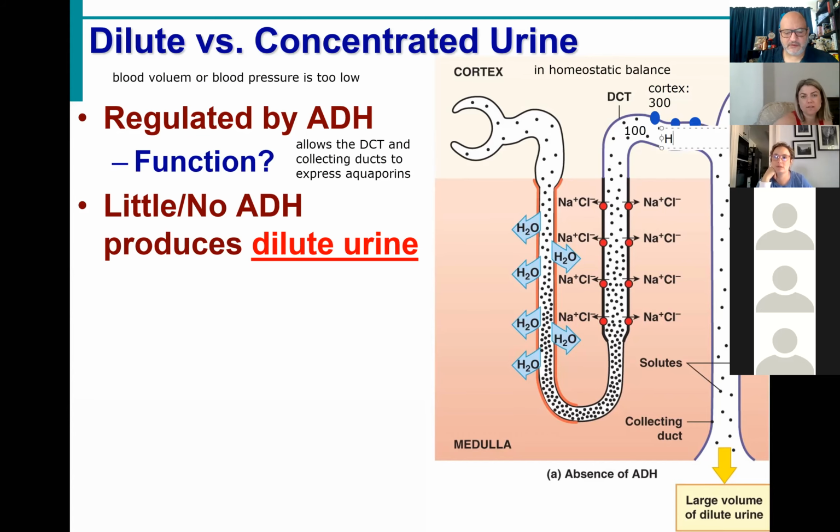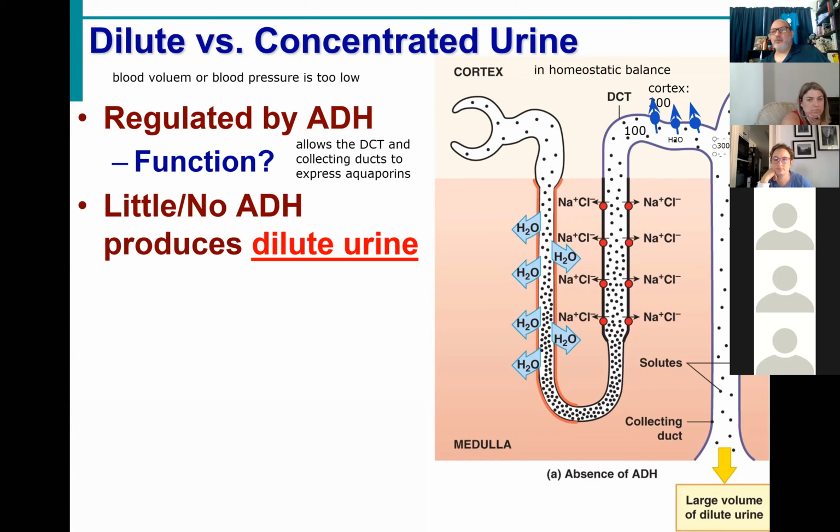Go into the cortex. Water is going to leave the filtrate and go into the cortex, right? And in fact, if you think about it, we could triple the concentration of our filtrate here in the cortex, in the distal convoluted tubule, get it to 300 milliosmoles.